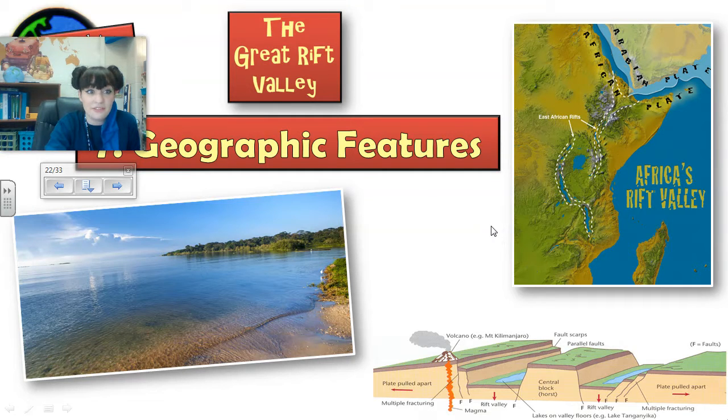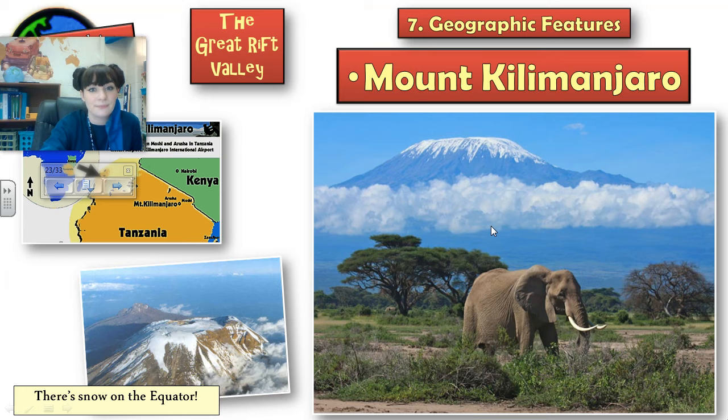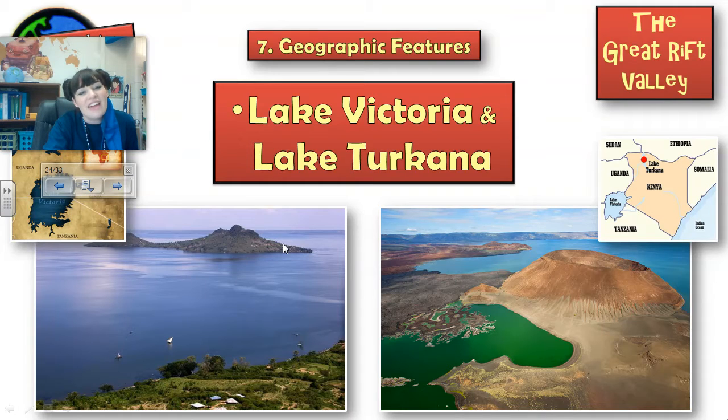Let's talk about some of the geographic features there. These are the things I drew, and you need to pick at least 3 to draw. 3 geographic features. You can draw Mount Kilimanjaro. Mount Kilimanjaro is really cool because it's on the equator and it's covered in snow. Which is cool because the equator's hot. Then there's Lake Victoria and Lake Turkana. These are cool because they're surrounded by volcanoes and they are carved out and filled with water because of the Great Rift Valley.